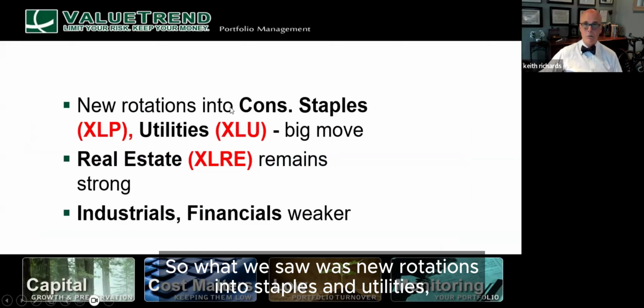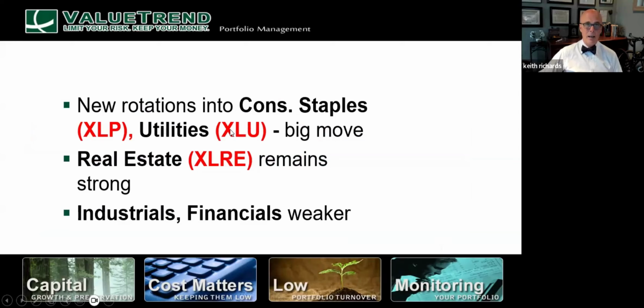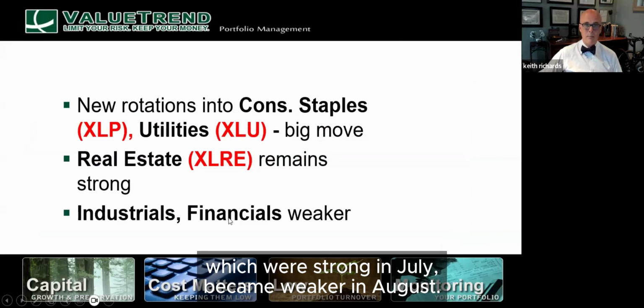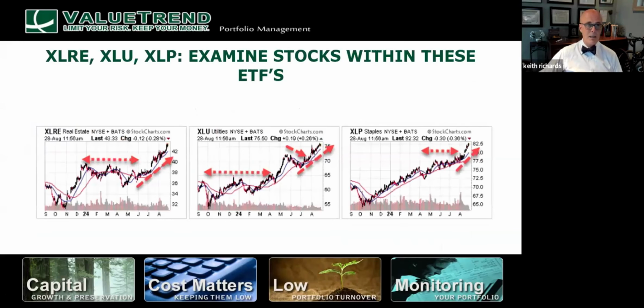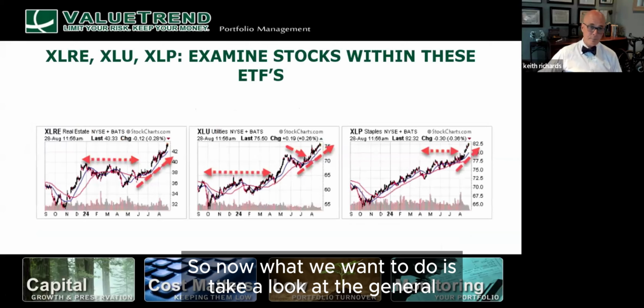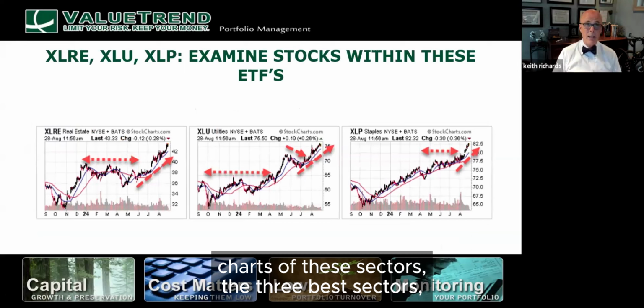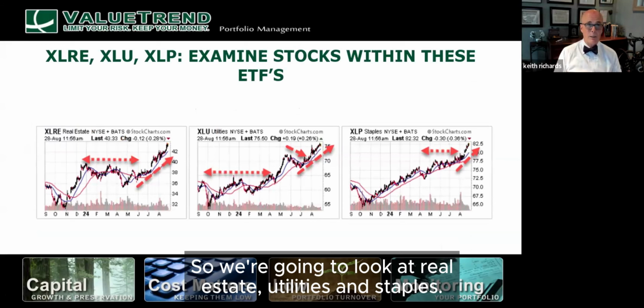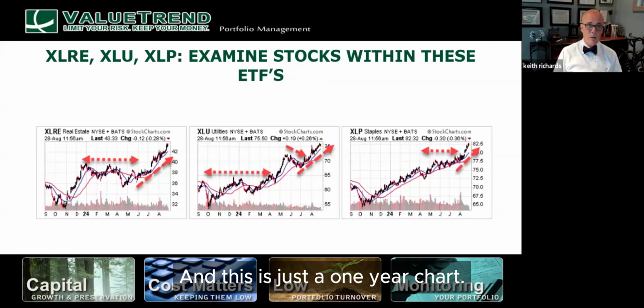So what we saw was new rotations into staples and utilities, and we saw real estate stayed the same, and the industrials and financials, which were strong in July, became weaker in August. So now what we want to do is take a look at the general charts of these sectors, the three best sectors, the sectors that we saw money rotating into. So we're going to look at real estate, utilities, and staples. And this is just a 1-year chart.